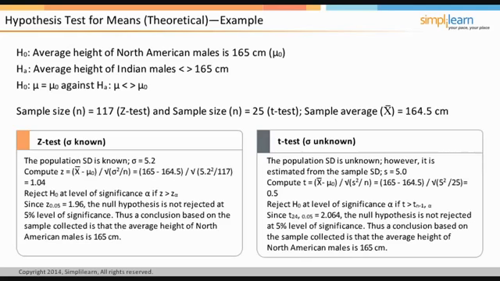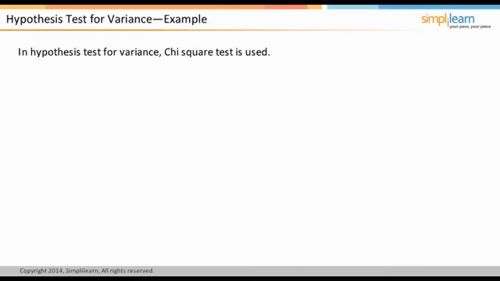The conclusion of not rejecting the null hypothesis is based on the assumption that the 25 males are randomly selected from all males in North America. Null and alternative hypotheses are same for both z-test and t-test. In both the examples, the null hypothesis is not rejected. In the next screen, we will understand the hypothesis test for variance with an example.